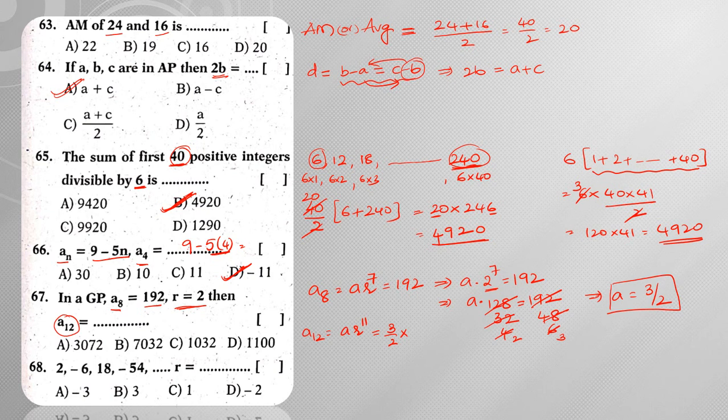So what is r here? r is given as 2. So this I can write as 2 power 11. This 2 in 2 power 11 cancels 2 power 10 times. Already we know the value of 2 power 10. So 2 power 10 is nothing but 1024.